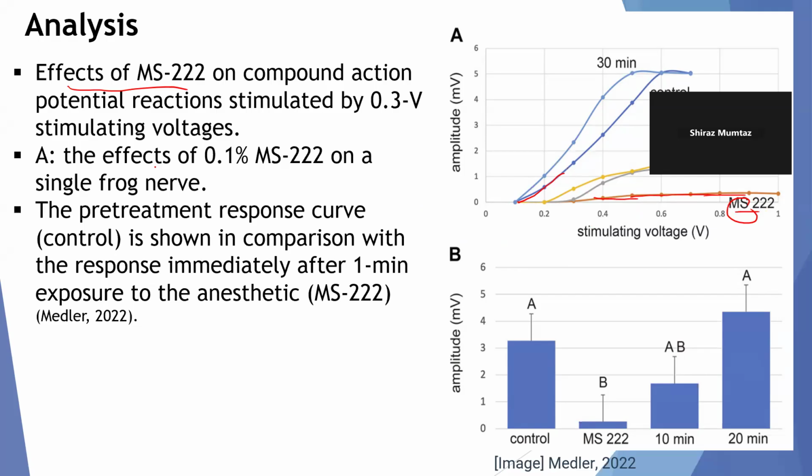As you can see, 0.1% MS-222 was applied to a single frog nerve, the sciatic nerve. This shows the comparison with the response after 1 minute exposure to the anesthetic. After 1 minute of the anesthetic, the response has been reduced. After 10 minutes and 20 minutes, the effect has been gone.